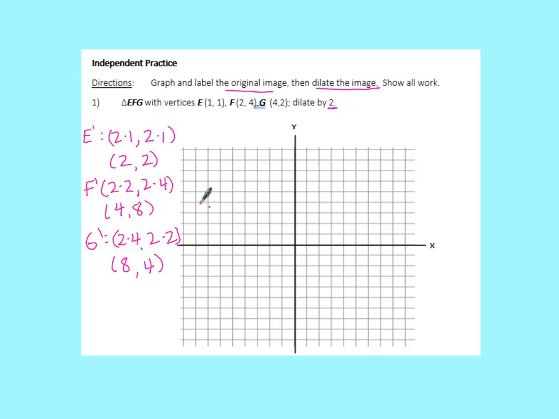So our original points are going to be right here, and then we're going to graph our new image in a different color. So here's our new image. It was dilated by a scale factor of 2, so it makes sense that our original image was the smaller one, and the next one that we got was bigger because we multiplied everything by 2. Go ahead and try number 2 on your own.